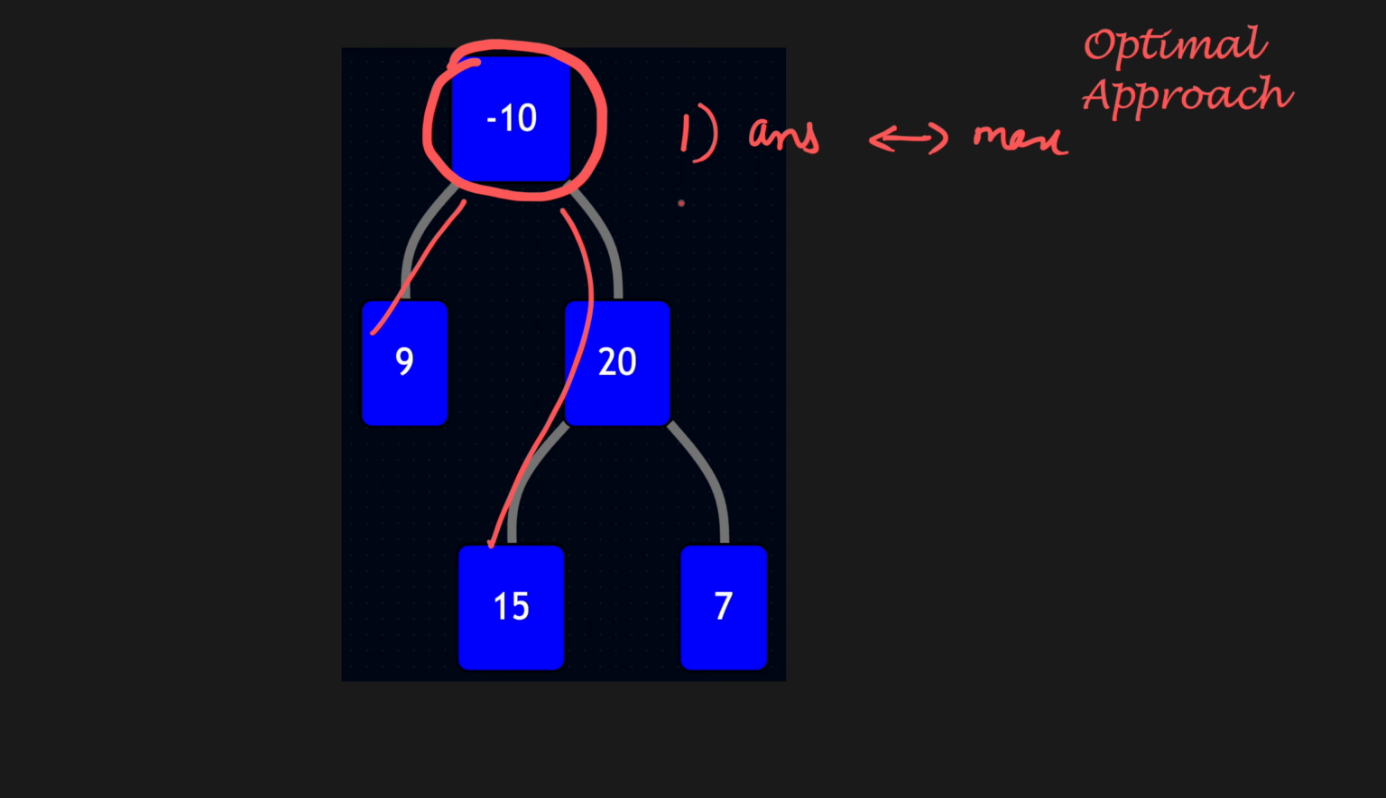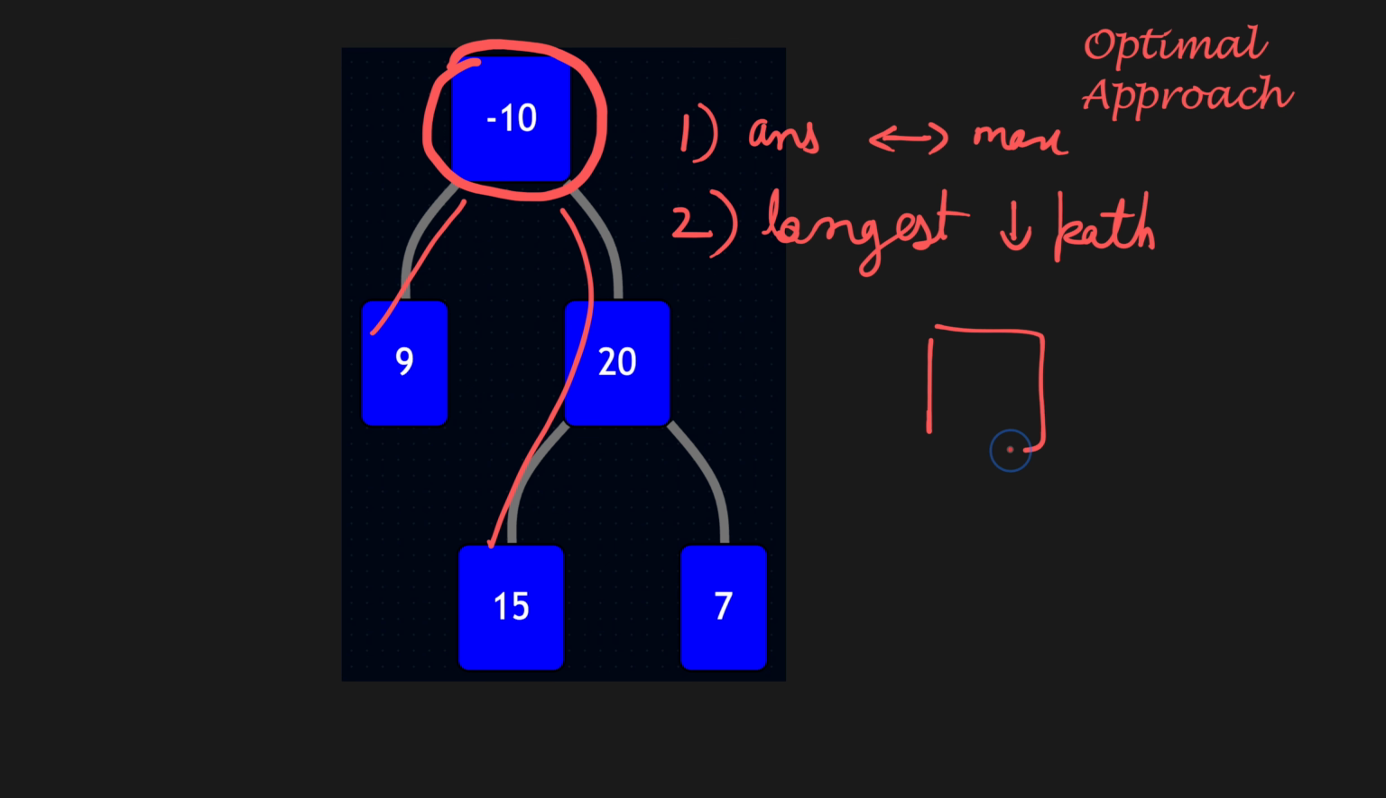But now it also has a job 2, which is calculating the longest downward path starting from the current node. So instead of calling a separate function like we were doing in the naive approach, now our recursive function has to do that as well. And typically a function takes in few inputs and returns only a single result or output. But here we want two outputs.